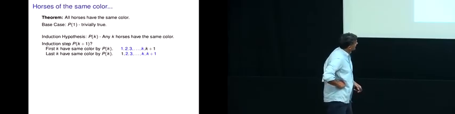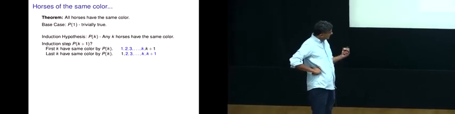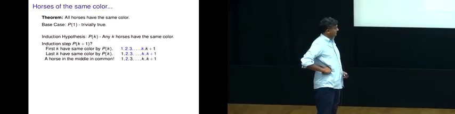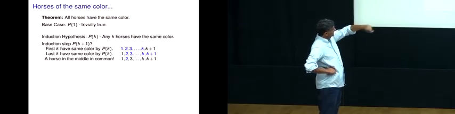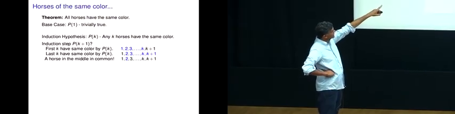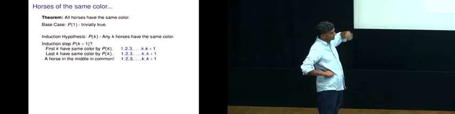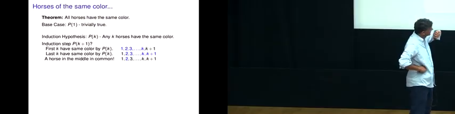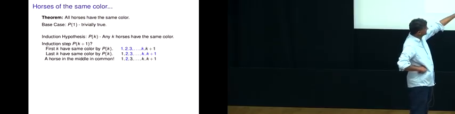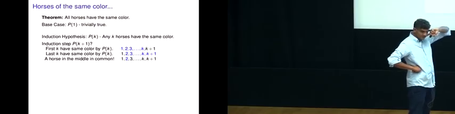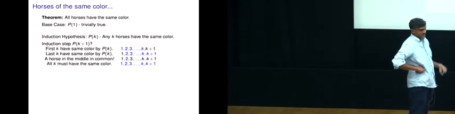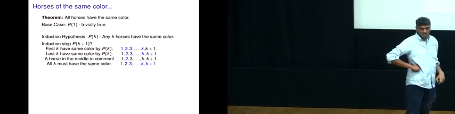Now I want to say all the horses have the same color. Well, you have horse 2 there. Is 2 the same color as 1? Yes, by the first line. All the horses 1 through K have the same color, so 2 is the same color as 1. And is 2 the same color as all the horses 3 through K plus 1? Yes, by the second line. So they're all the same color.